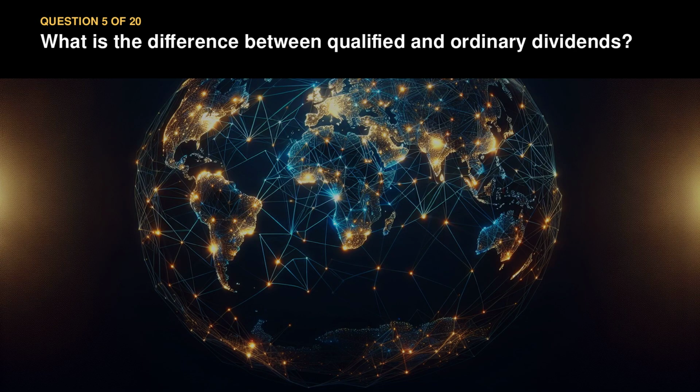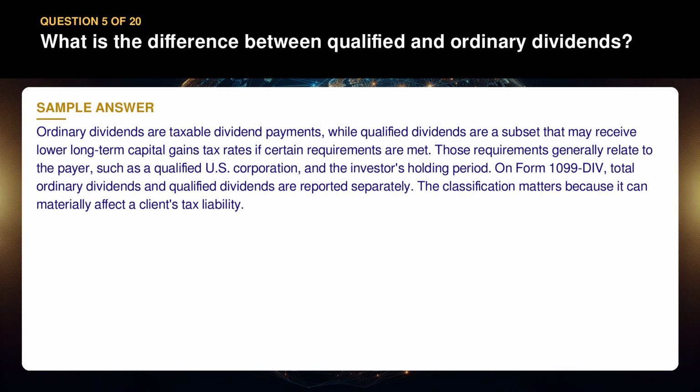Question 5. What is the difference between qualified and ordinary dividends? Ordinary dividends are taxable dividend payments, while qualified dividends are a subset that may receive lower long-term capital gains tax rates if certain requirements are met. Those requirements generally relate to the payer, such as a qualified U.S. corporation, and the investor's holding period.